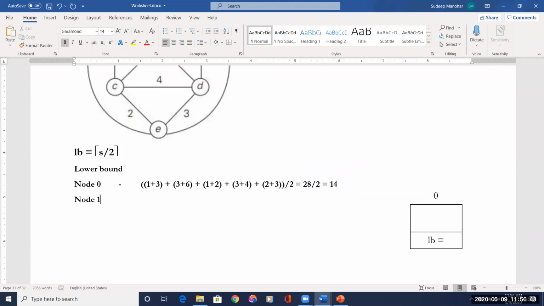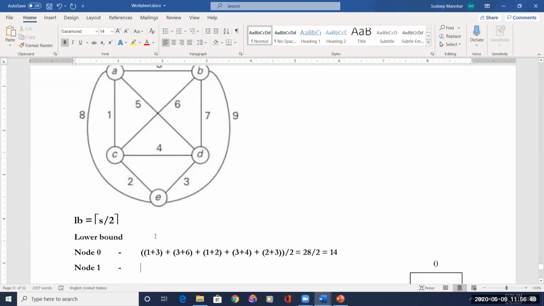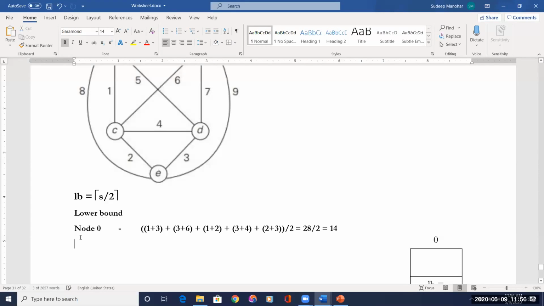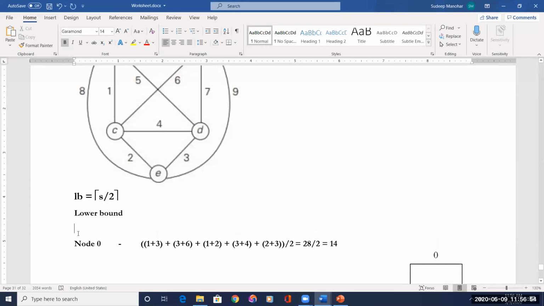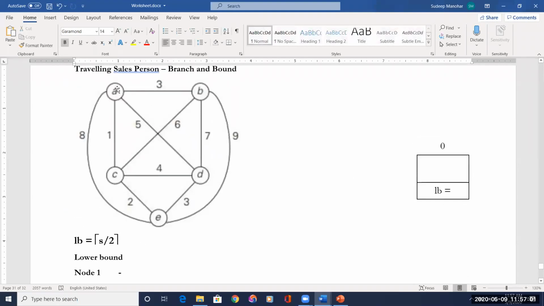Node number 1. Look at the diagram, the A and B edge is considered. I will push this downwards so that it becomes easy for you to understand. Node 1, AB. That means if you consider AB while calculating the lower bound, it is a compulsion that you are supposed to consider this AB in the calculations. Okay, now I'll show how to do that.